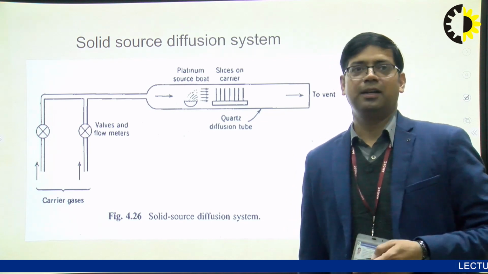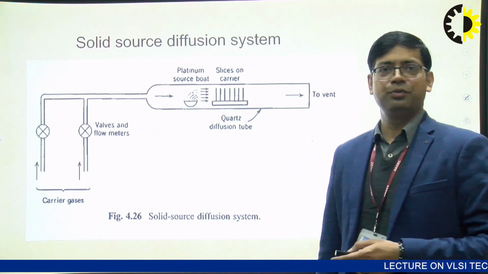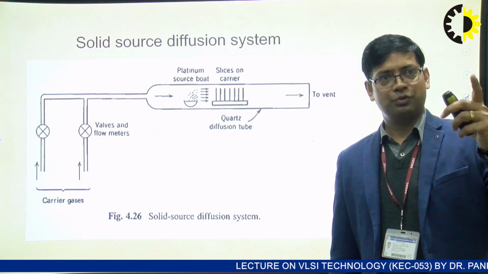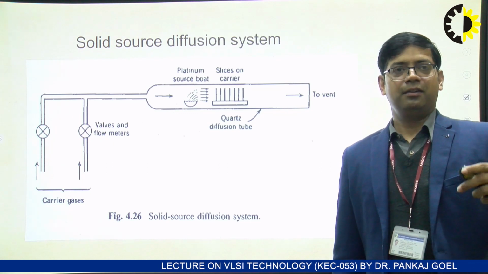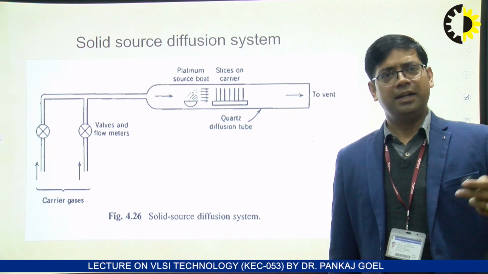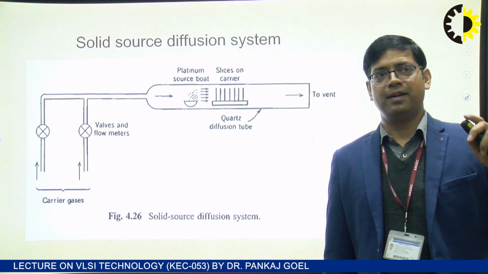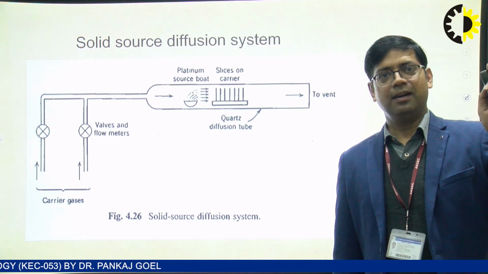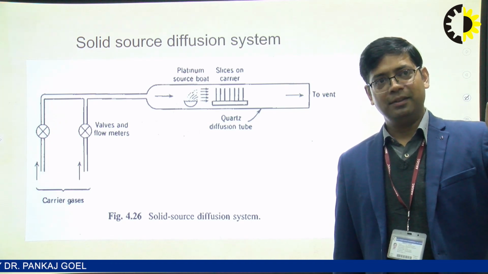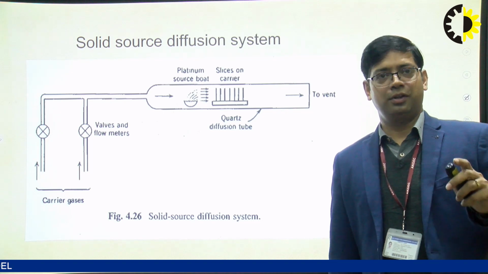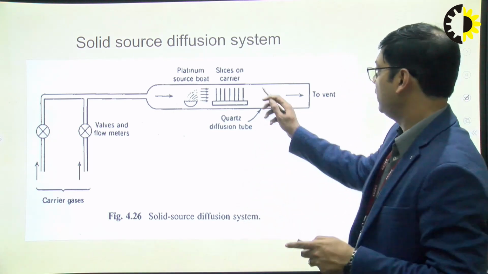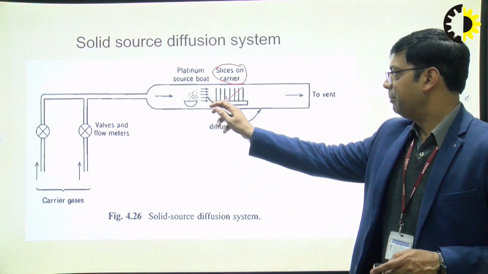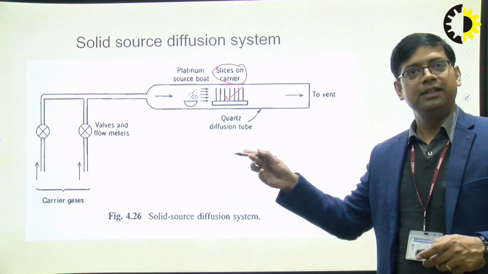So this is the schematic diagram for a solid source diffusion system. Here in this case, the dopants are kept in a platinum source boat, and when it is given high temperature with the help of a furnace, the carrier gases take away these high temperature vapors of dopants to the wafers or slices which are kept here, and these vapors get diffused in these slices.